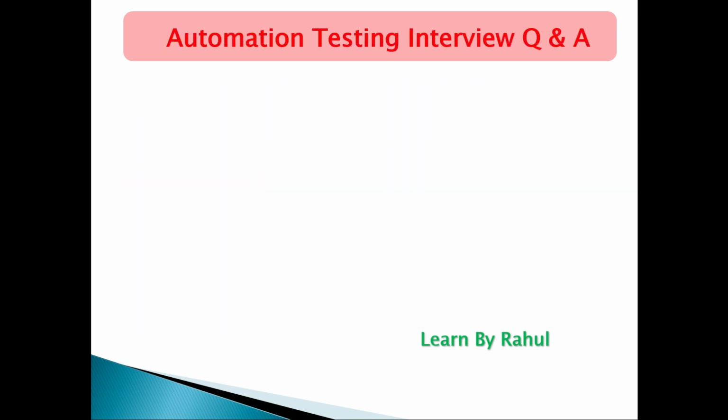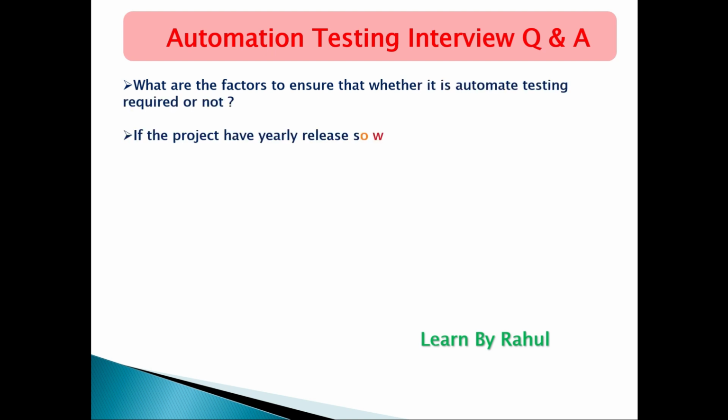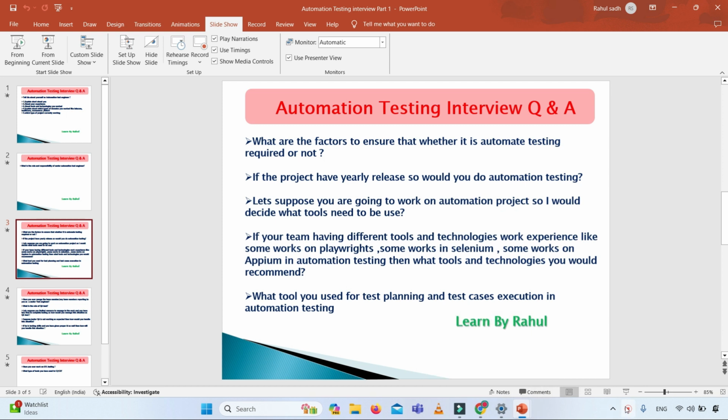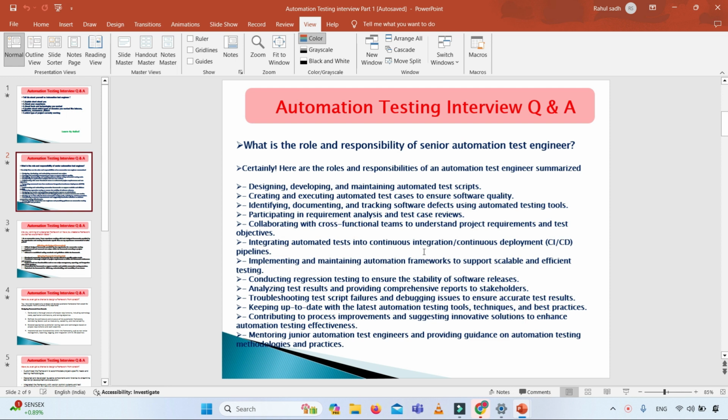The next question is, what is the role and responsibility of a senior automation test engineer? So guys, this is very important, okay? Some points you can identify yourself where you are. Second one is creating and executing automated test cases to ensure software quality, identifying, documenting and tracking software defects using automated testing tools, whatever testing tools you are using, like Selenium, Eclipse.